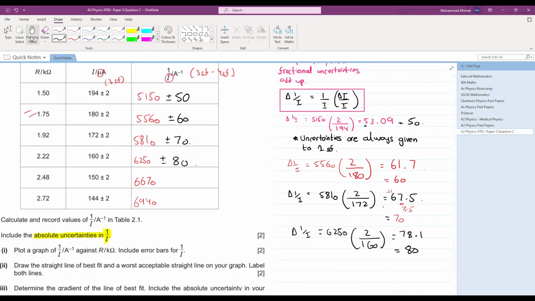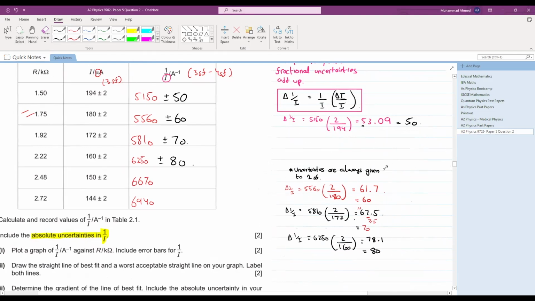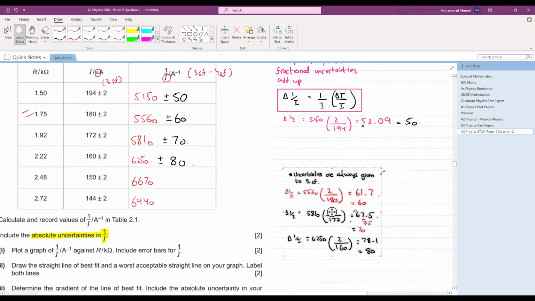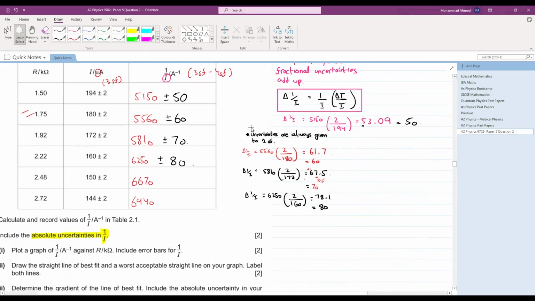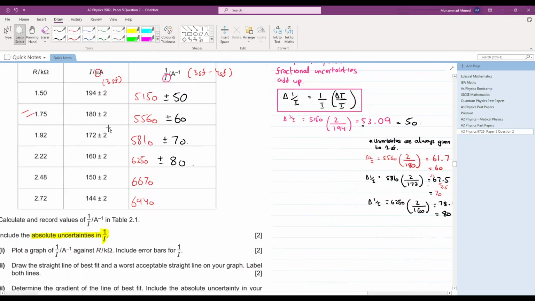Now again we are short on space, so I'm going to do a simple trick here. I'm going to minimize this, nothing magical about it. I will put it here, perfect. Let's calculate the uncertainty for the fourth row. Absolute uncertainty in 1 over I is equal to 1 over I, that is 6670, multiplied by the uncertainty in current, that is 2, divided by the value of current. Simple, calculate this.